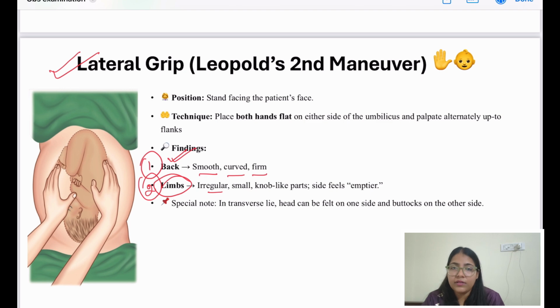And in case of transverse lie, you may either feel head or you may even feel buttock. For junior residents who are OBGYN trainees in MD, MS or DNB institutes doing their residency, it is easier to make out these grips, the fundal grips, lateral grips or pelvic grips, but it is somehow difficult for an MBBS student to make out the grips. Why? Because they are not trained, they are not doing it regularly.